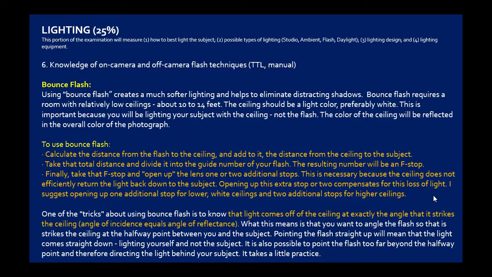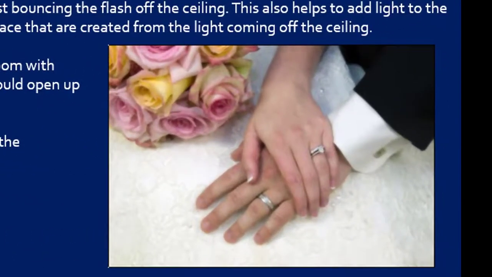I really like bounce flash as a technique. It creates such a nice soft quality of light and gets rid of the really harsh shadows that the direct flash would normally give us. Why is it so much softer? Well, because with that direct flash, it's a little bitty light source. But if I'm bouncing that flash off of a ceiling or off of a wall, I'm creating a much larger light source, therefore a much softer quality of light.